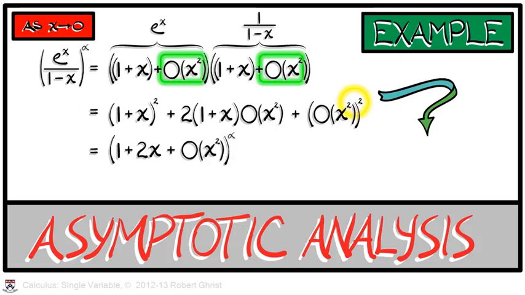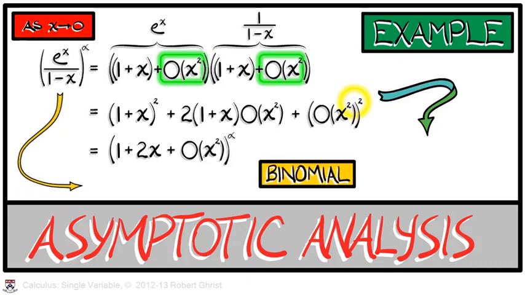If we want to make it more interesting, say raising everything to the power alpha, then we could use the binomial series to say that this is 1 plus 2 alpha x plus, well, there's some other terms, but they're all big O of x squared.